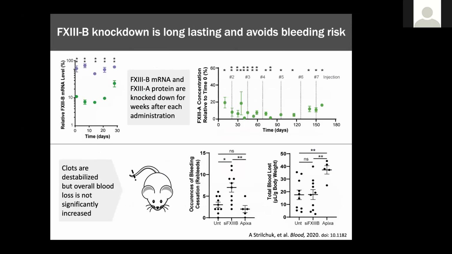So on the top left here, factor 13B mRNA levels were measured in liver tissue samples at weekly time points after the administration of a single dose of siRNA targeting factor 13B, and that's the green points, or a control nonspecific siRNA in purple. So as you can see, factor 13B mRNA was decreased by like 90% for 3 weeks after a single administration of the siRNA.